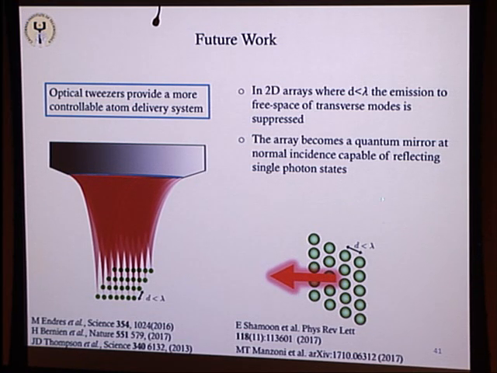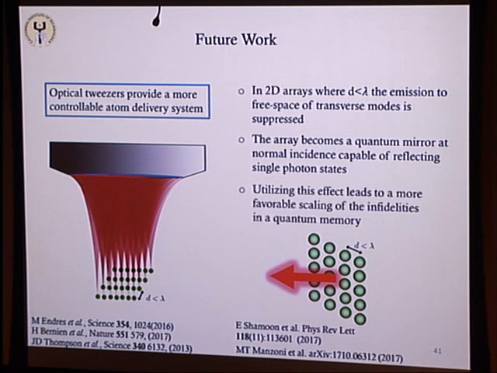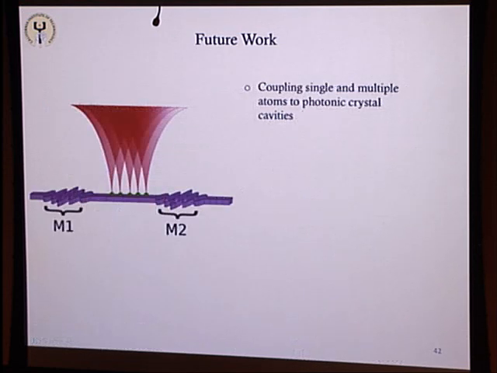But also, this becomes perfectly reflecting for, for example, single photon states. And now you can start thinking about entangling single photons with the mirror state of this atomic array. And by utilizing this, it also leads to more scalable infidelities for quantum memories. It's not as drastic as this exponential increase that I talked about at the beginning, but it does improve the scaling for these kinds of systems.